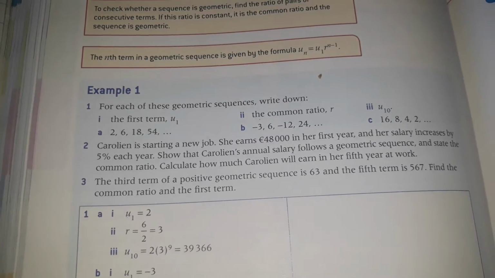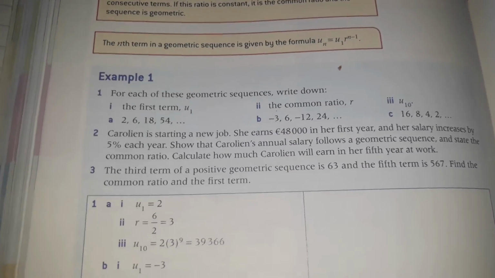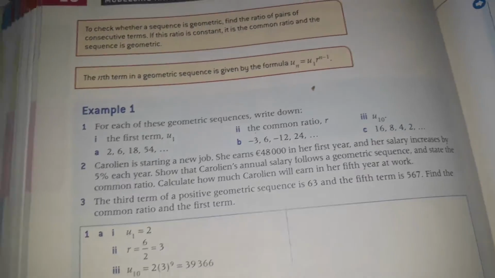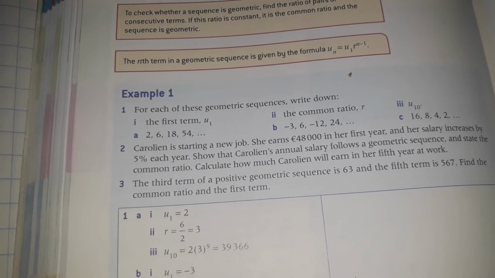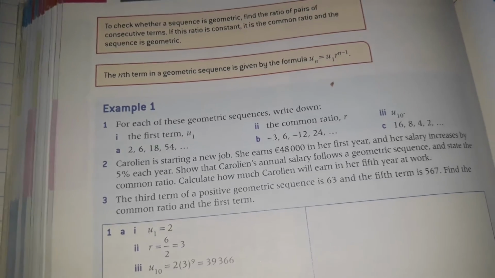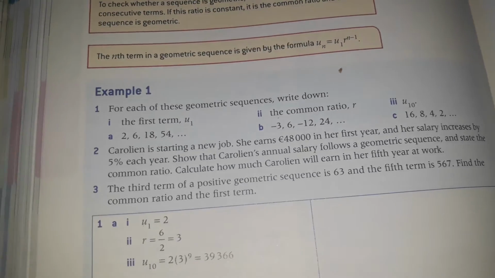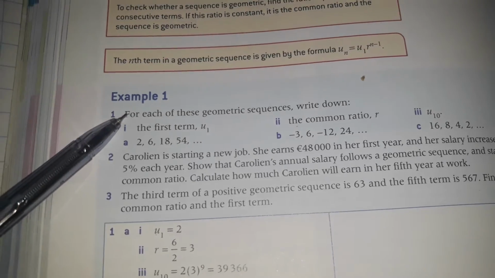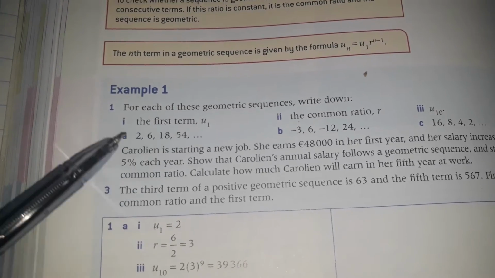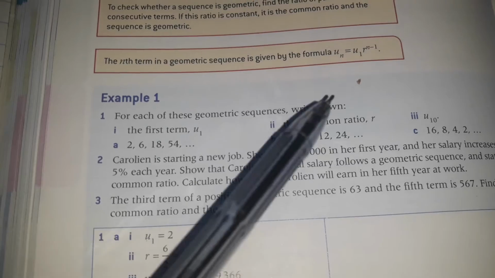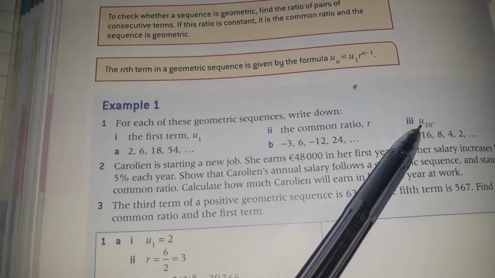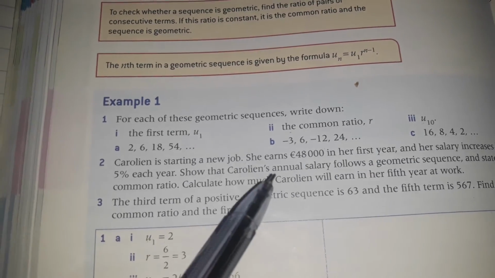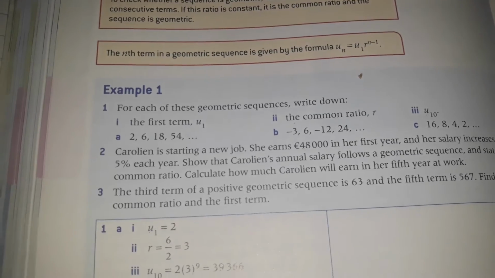Hello DP2. So we are going to look at examples on geometric sequence now. We are going to look at page 464, example number 1. For each of the geometric sequences, we have to write down the first term, the common ratio, and the 10th term, for A, B, and C. Okay, we're going to be starting with part A now.